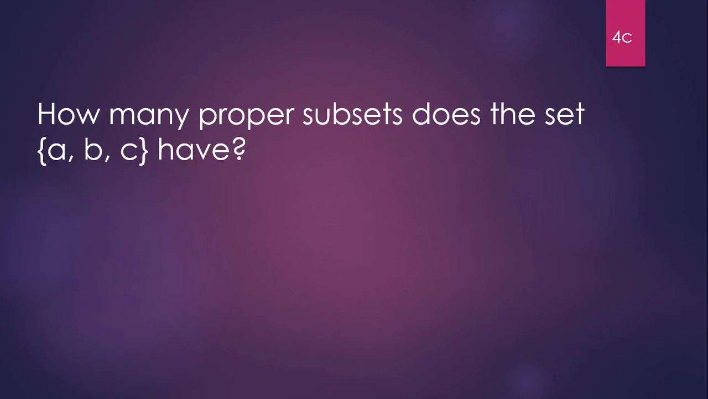How many proper subsets does the set have? Remember that the set ABC has 8 subsets, but the subset that is equal to ABC is not considered a proper subset, so we have to subtract that one subset off of the total number of subsets to get the number of proper subsets. So 2 to the third minus 1 is 8 minus 1, or 7 proper subsets.